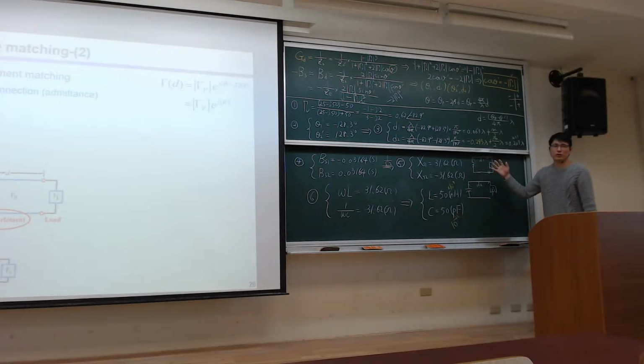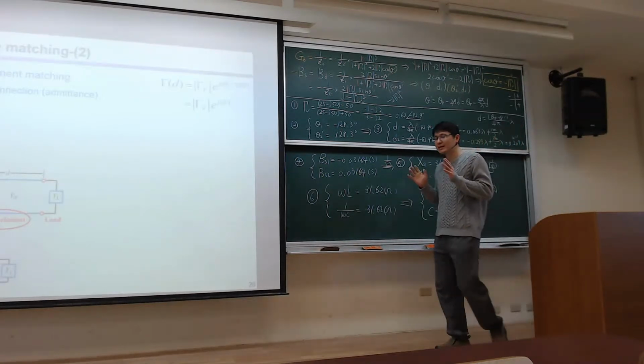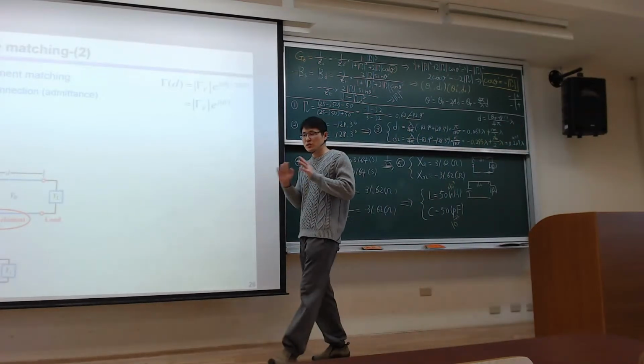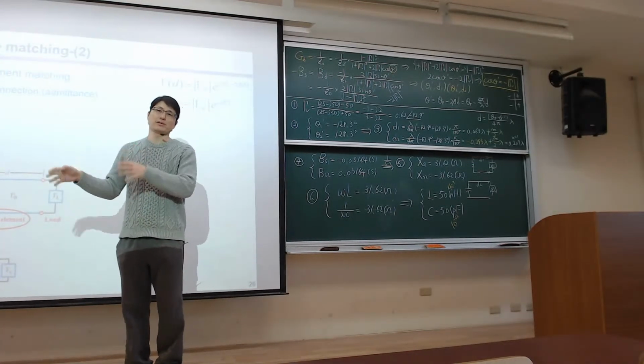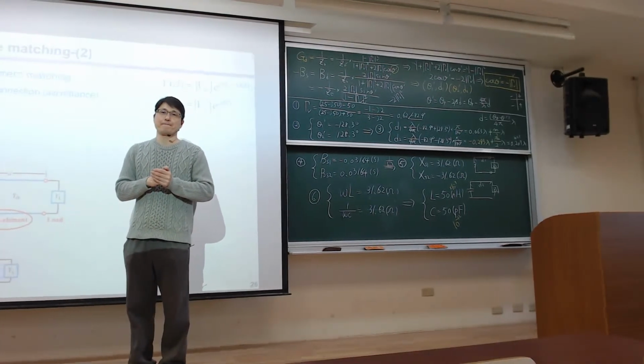Okay? So you have two choices. Here, you can shunt an inductor, or at the D2 location, you can shunt the capacitor. And then you can enjoy impedance matched transmission. You have the maximum power delivered to your load. Okay?